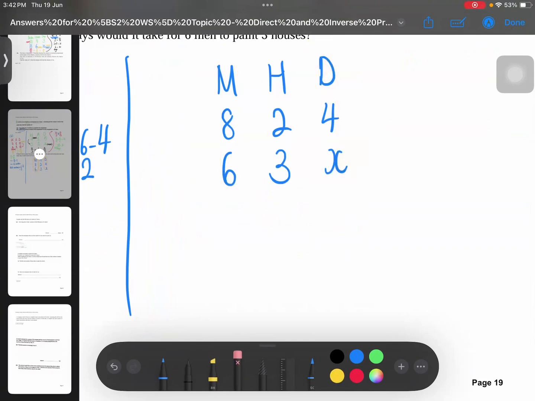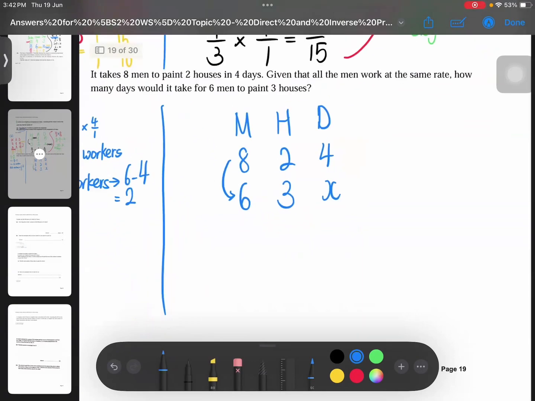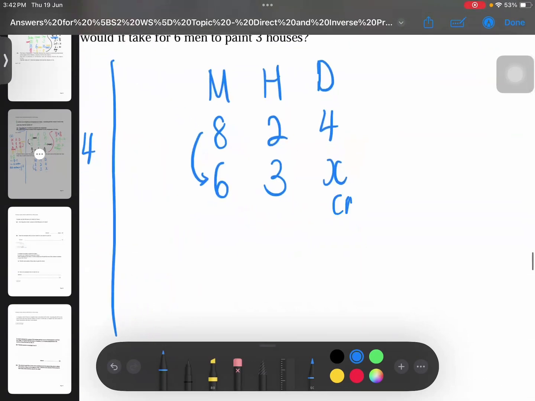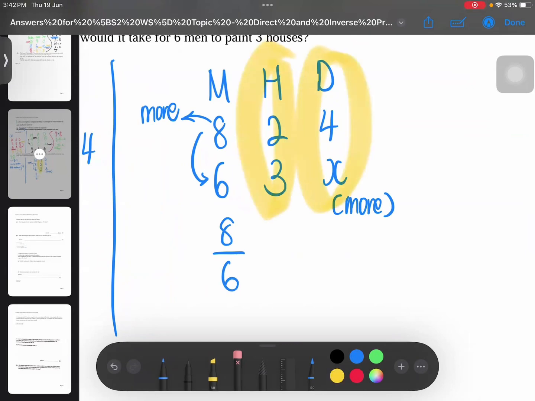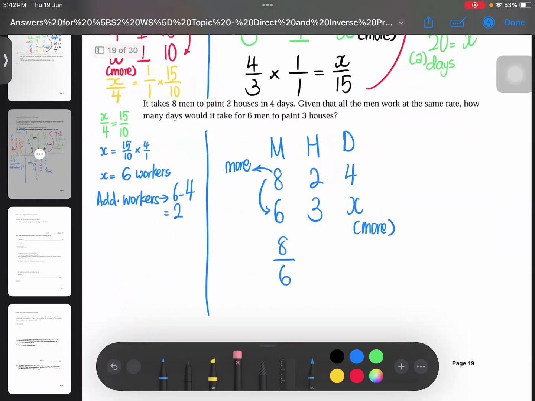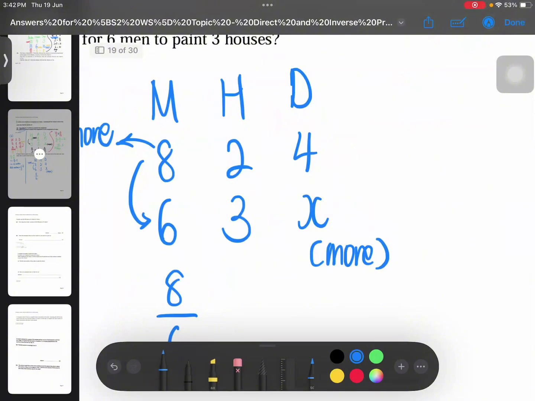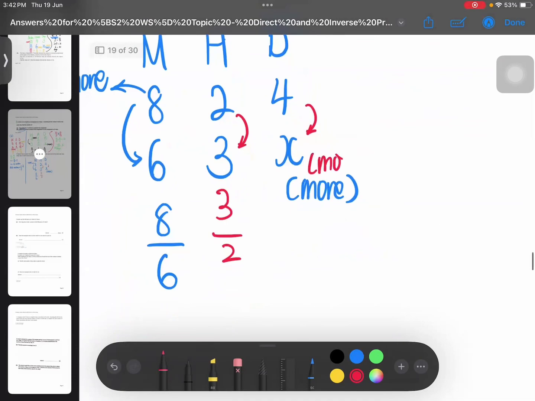Am I making sense? Okay, so if my number of men drop, that means I need more days, right? True? So I need more, so I'm going to use this as my numerator. So 8 over 6. Agree? Now you compare houses to days, all right? If my houses increase, more houses needed for me to paint, so definitely I need more, right? So 3 over 2. Can you understand? That means I need more once again. Agree or disagree? You times, you get to x over 4.